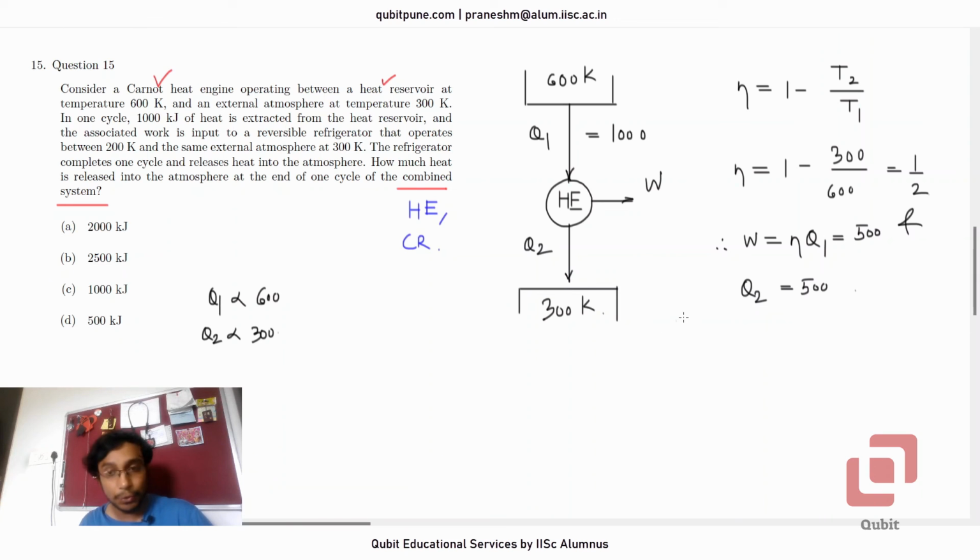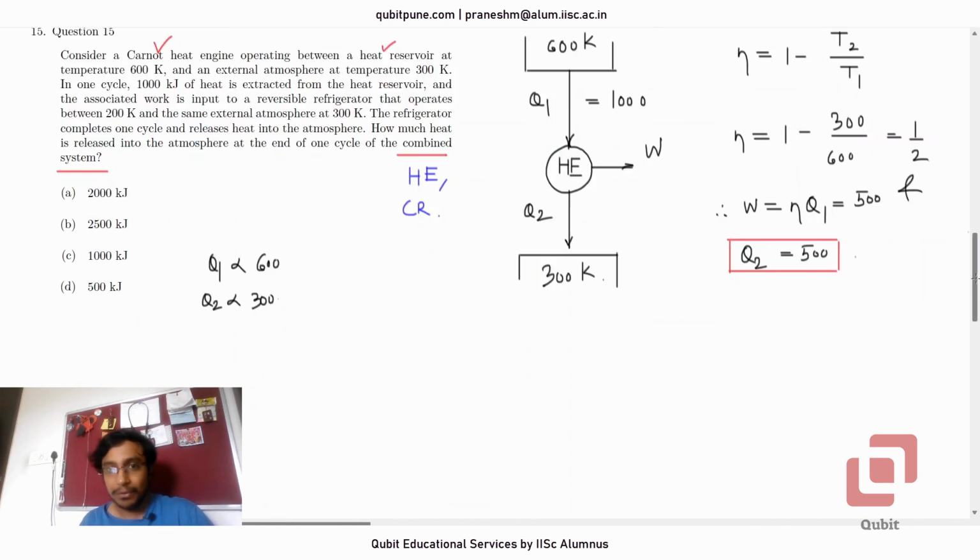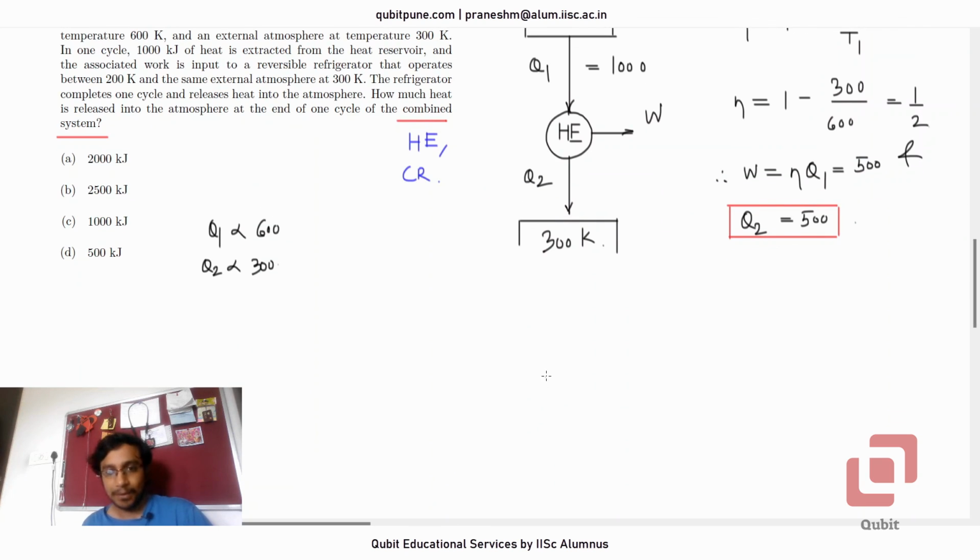Now remember, this Q2 is actually a contributor because that heat is being rejected. That heat is being rejected to what? To the atmosphere by the Carnot refrigerator. So let us now draw the energy flow diagram for the Carnot refrigerator. Now because its sink is at 300 Kelvin, let us show it right here. Sink is 300, source is at 200 Kelvin, right? And this work here is actually being supplied to the Carnot refrigerator.